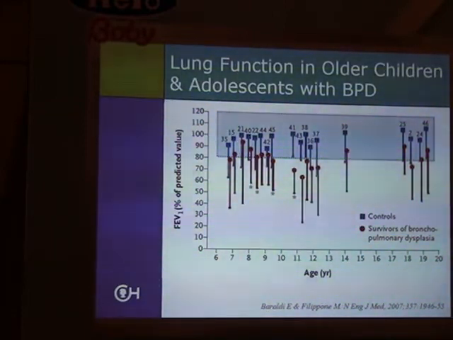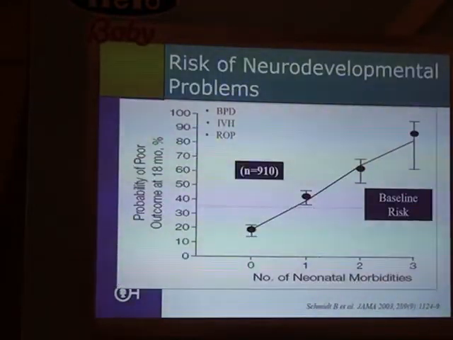There's a newer trial that just came out really showing that COPD symptoms comes much sooner in this population if they have BPD. So it's lung growth is something in lung disease that they continue on with for their entire lives. And the neurodevelopmental risks.